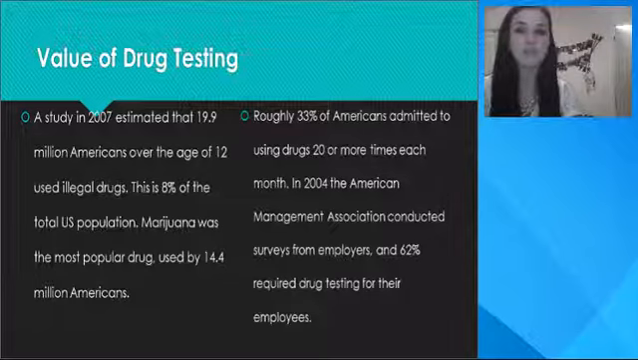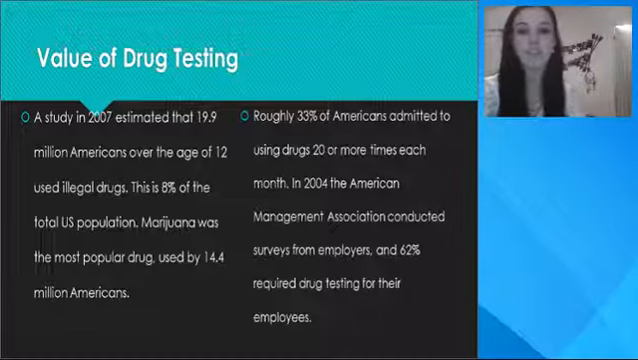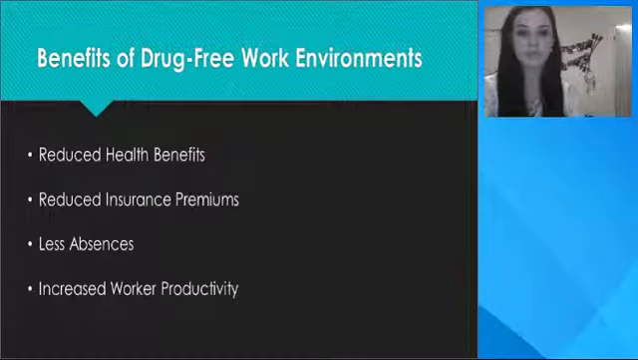In terms of new job applicants, 1 out of every 20 applicants tested positive for drugs. A recent study reported that those most likely to use drugs are employed by businesses with fewer than 500 employees. The benefits of drug-free work environments include reduced health benefits, reduced insurance premiums, less absences, and increased worker productivity. Employers have seen a decrease in workplace accidents, employee mistakes, employee turnover, and in worker compensation claims.